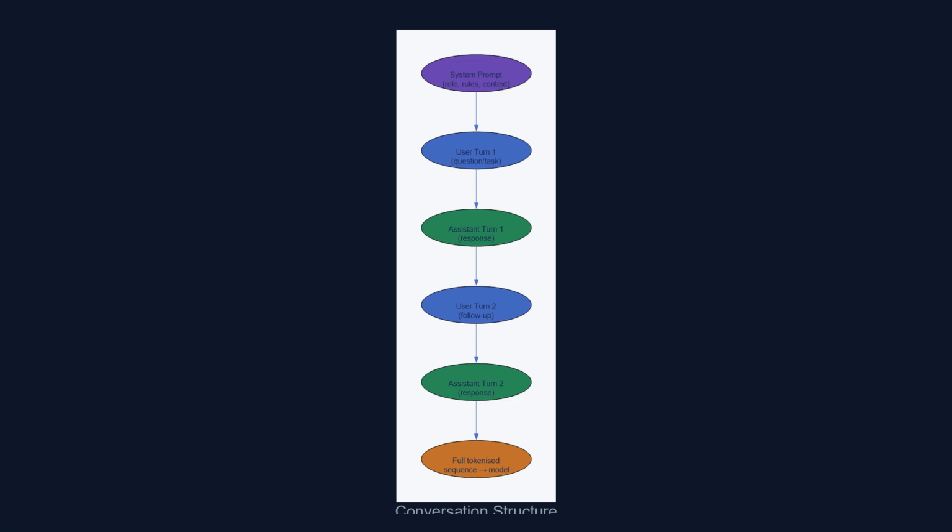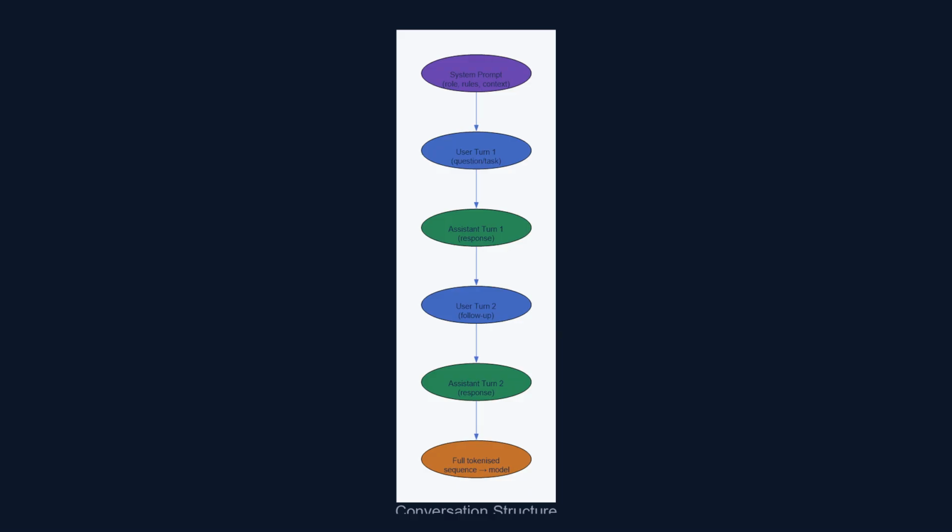At the top is the system prompt, role, rules, context, which appears once. Then user turn 1 feeds in, followed by assistant turn 1. If the conversation continues, user turn 2 follows, then assistant turn 2, and so on. The entire thing gets flattened into a single tokenized sequence before it reaches the model.